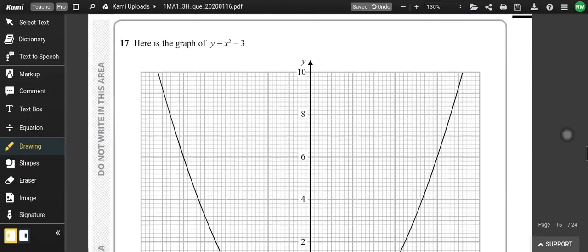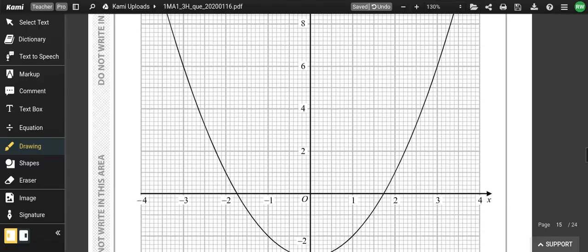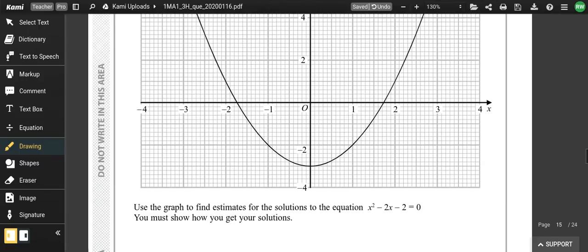Okay. Here's a graph of y equals x squared minus 3. Use the graph to find estimates for the solution of x squared minus 2x minus 2. This is one of those tricky ones where we have our original graph of y equals x squared minus 3. I'm just going to line those up like that. We can write a 0x in there if you like.